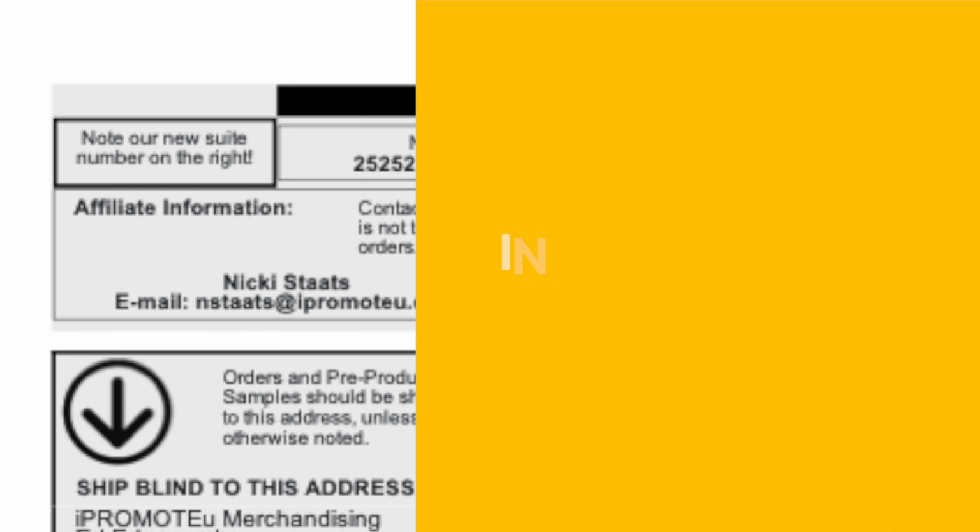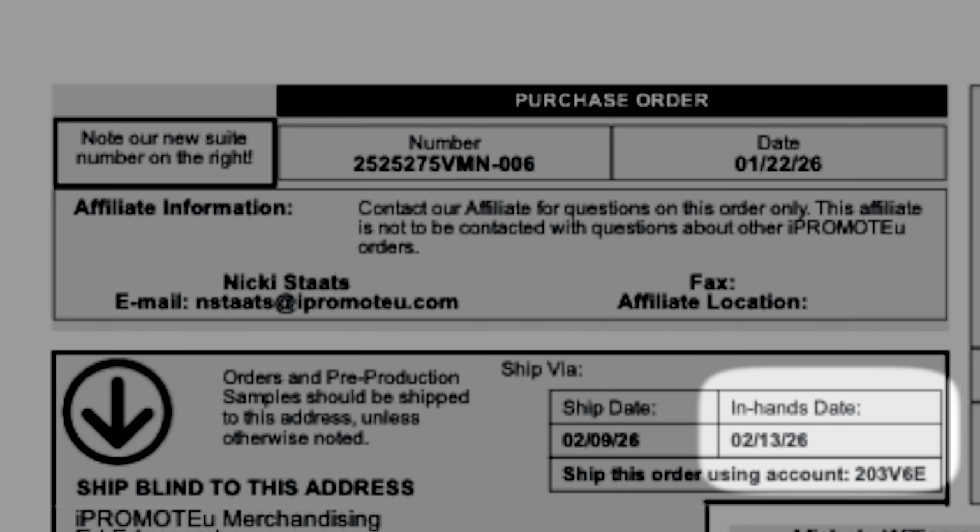It causes confusion. Your in-hands date is when your client actually needs the goods in hand. This is different from the ship date, and it's just as important. Knowing this date helps us work backward to ensure transit time is accounted for and your client isn't left waiting at an event or a store opening.